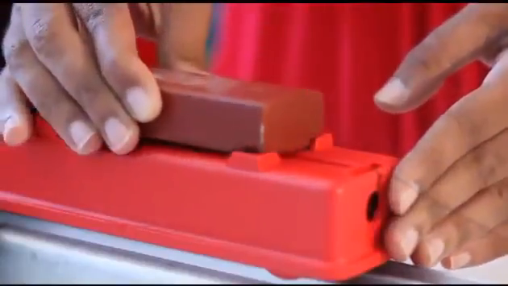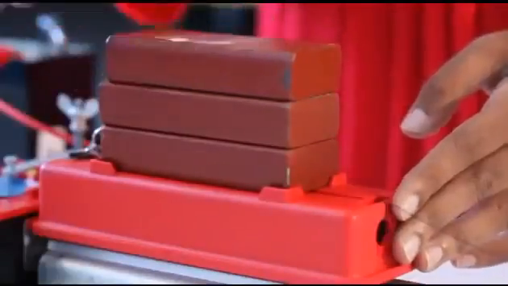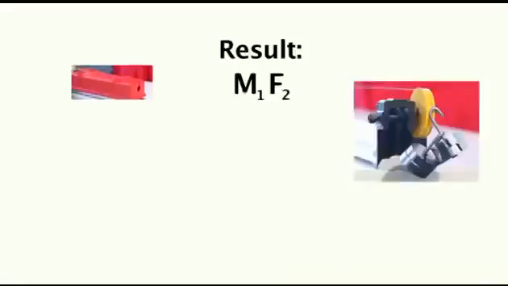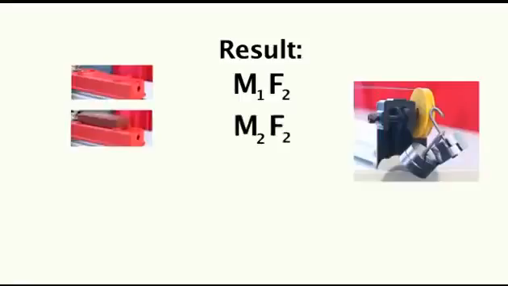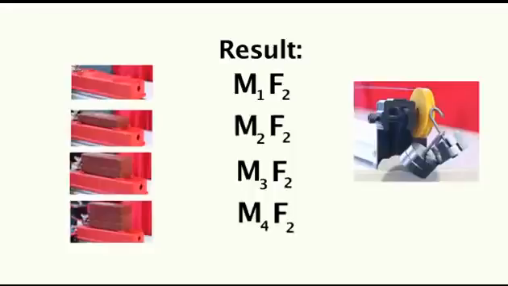A further 4 tapes will now be prepared when keeping the force constant at 2N but changing the mass of the trolley by adding mass pieces of 1 kilogram each to the trolley. This will result in having 4 more tapes as follows: M1F2, M2F2, M3F2, and M4F2.